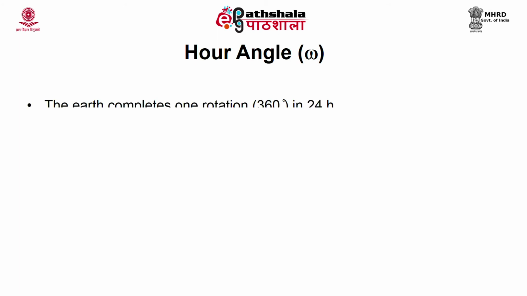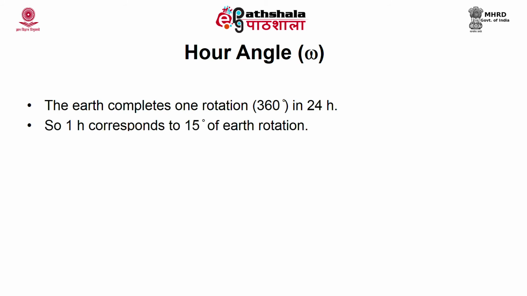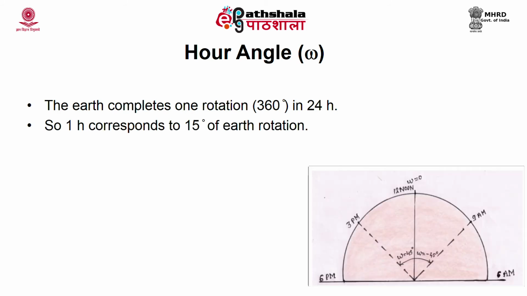Here the earth completes 1 rotation in 24 hours. Hence, 1 hour corresponds to 15 degrees of Earth's rotation. So, you can see in this figure the hour angle, which is an angular measure of time.